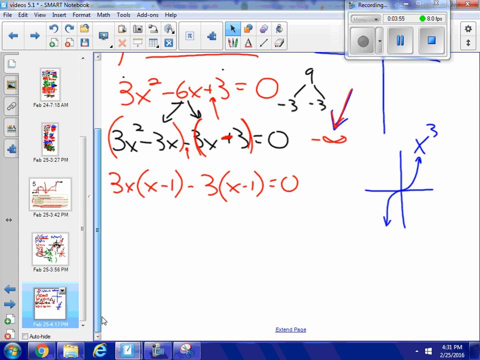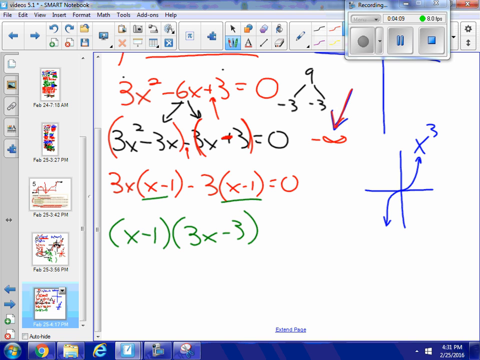Well, now I have this x minus 1 in both terms here. So I'm going to factor that x minus 1 out. And that leaves me with x minus 1 times 3x minus 3 equals 0. So I can see for this piece here, if x equals 1, that's going to make everything equal to 0. And what do you know? For this piece here, if x equals 1, that means everything's going to be equal to 0. So I know my critical point is going to be at x equals 1.